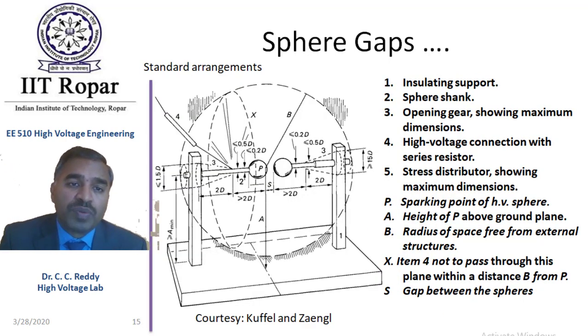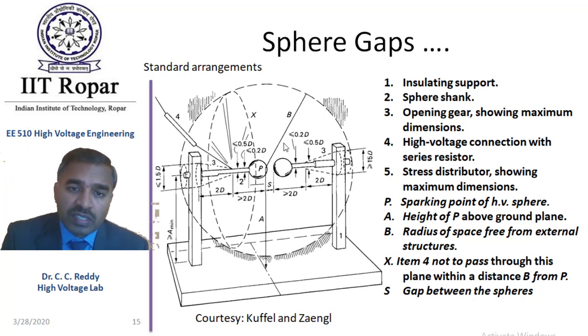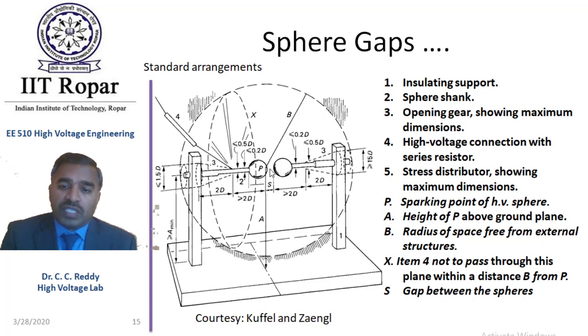Next, sphere gaps. This is a horizontal arrangement. You can see similar recommendations here for avoiding or minimizing the influence of earthed objects or other objects, or making the field homogeneous within the gap.